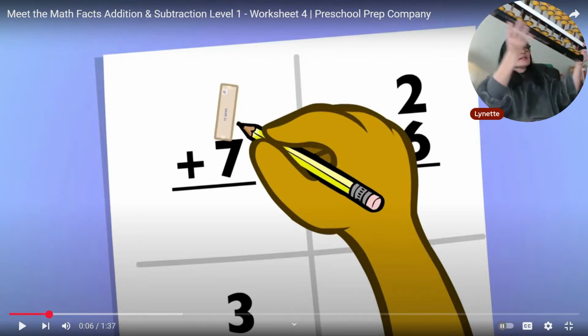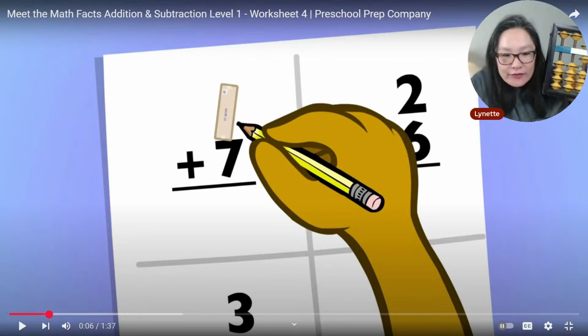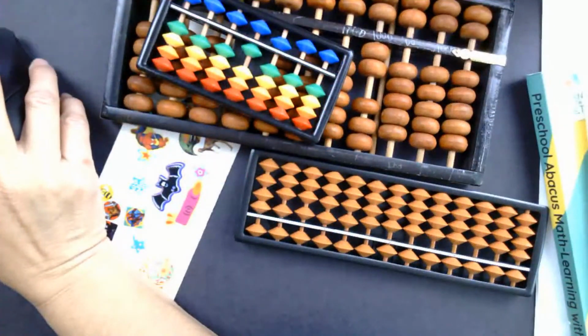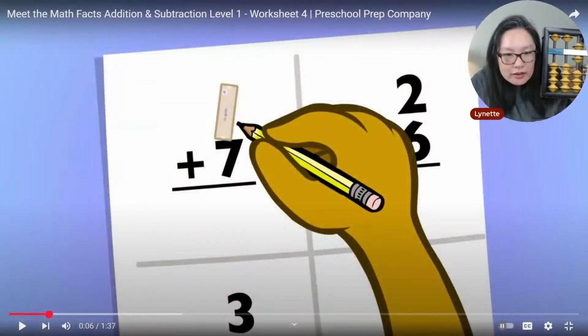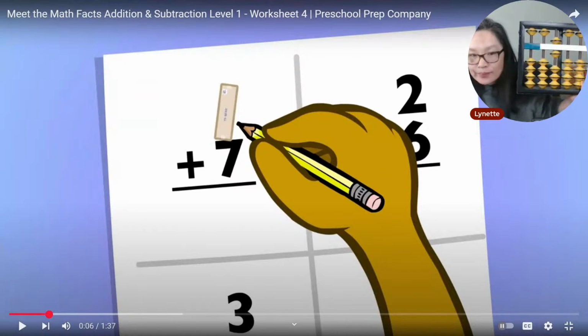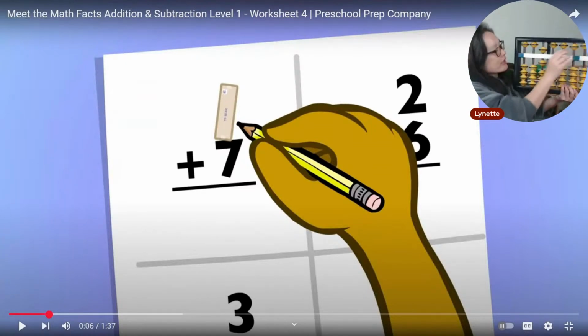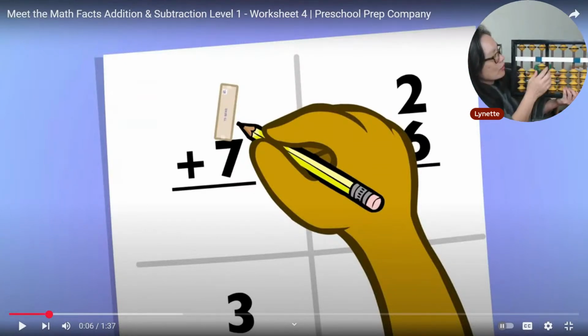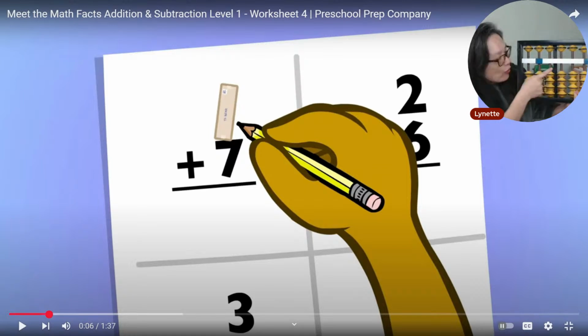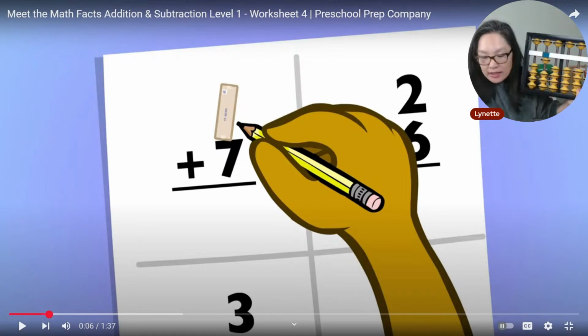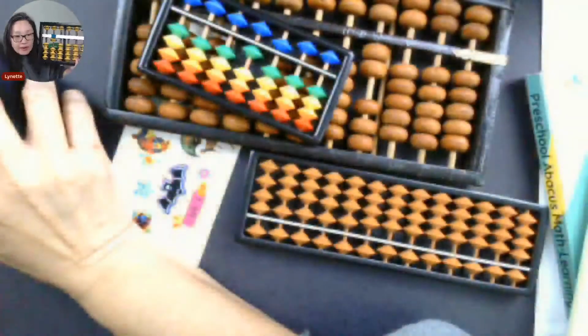So on the abacus, it's interesting. When we do it with the abacus, we are actually building blocks. I don't know if you could see, but we have 1. We add the 1 here, and then the question is.